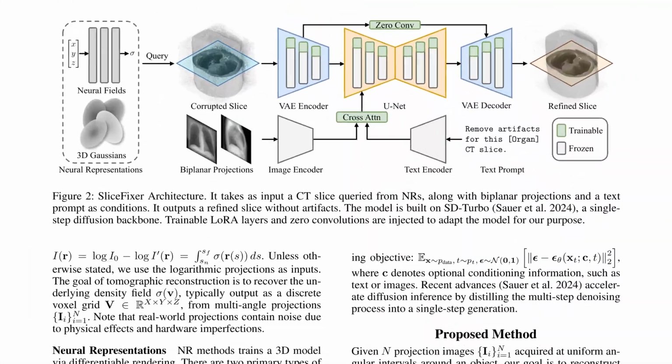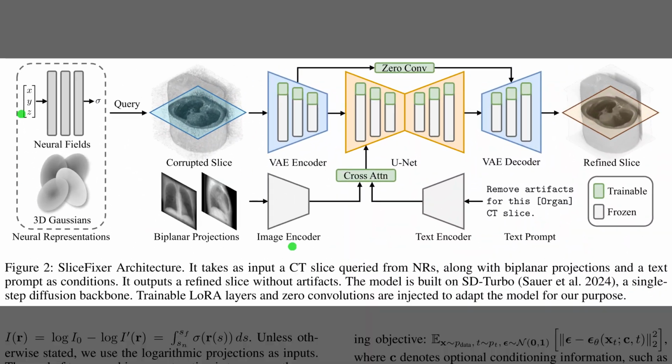Figure 2 maps out the architecture of SliceFixer. It begins on the left by extracting a corrupted CT slice from the neural representation. This slice is compressed by an encoder and passed into a U-Net, which is built on a fast, single-step diffusion backbone called SD Turbo. To ensure the repairs accurately reflect the patient's anatomy, the U-Net is guided by both two-dimensional X-ray projections and a text prompt. Finally, a decoder reconstructs the artifact-free slice, providing a clean reference to guide the overall 3D model.